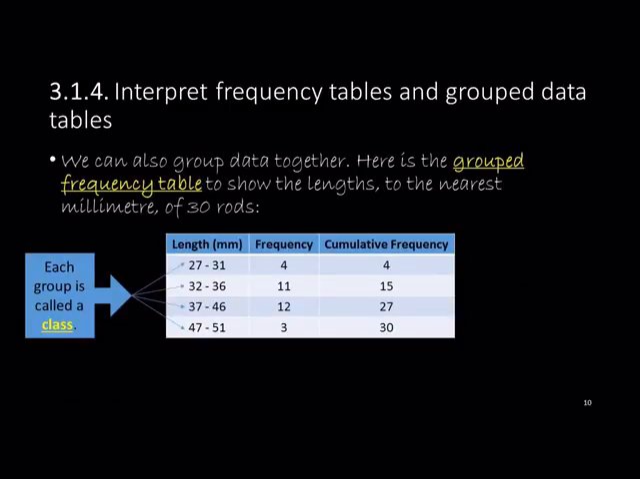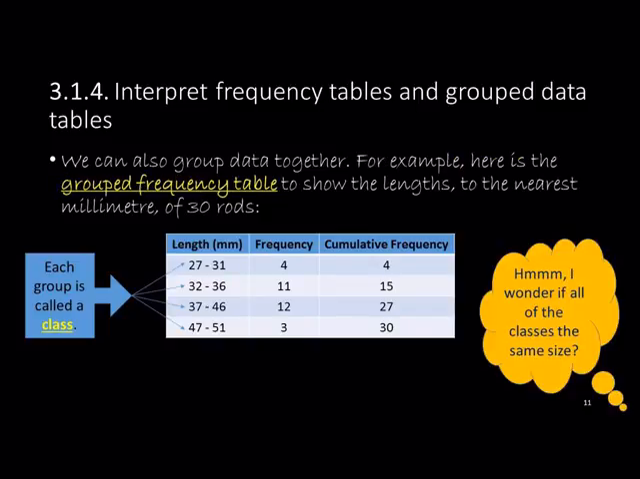Now we can also group data together, and here is a grouped frequency table. This table shows the lengths to the nearest millimetre of 30 rods, and each group is called a class. But are all the classes the same size?